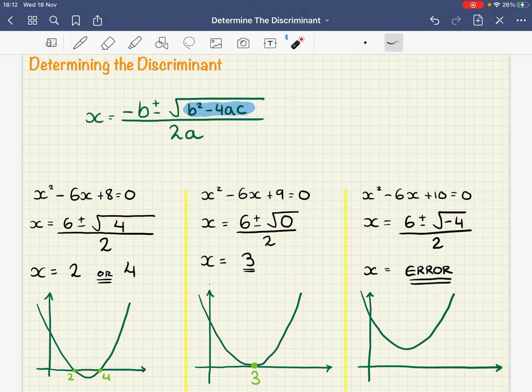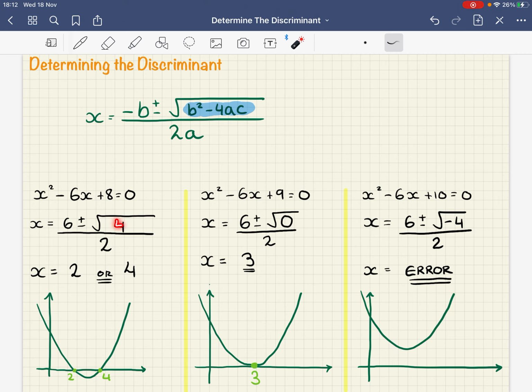And in my last example, I've got a negative 4. Now currently, we can't square root a negative 4. So in fact, when I put that in the calculator, it would come up with an error. And that means I'm not going through the x-axis at any point. So I end up with this graph that's kind of hovering above.